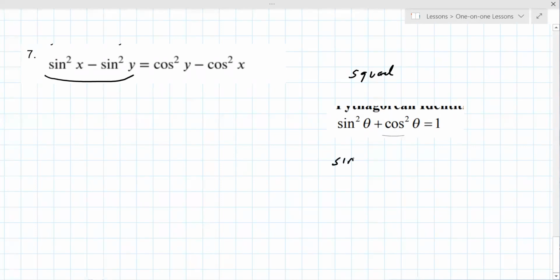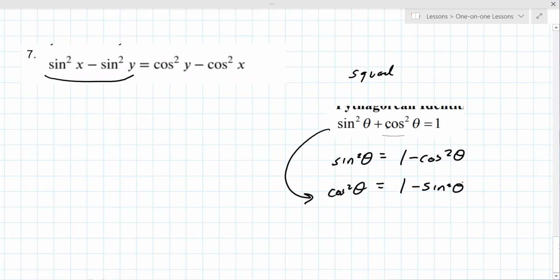So like sine squared theta equals 1 minus cosine squared theta. And then if you solve it for cosine squared theta, it equals 1 minus sine squared theta. Is that okay? If there's no questions, then I can move on. That just makes sense. Now these are what are called dummy variables.